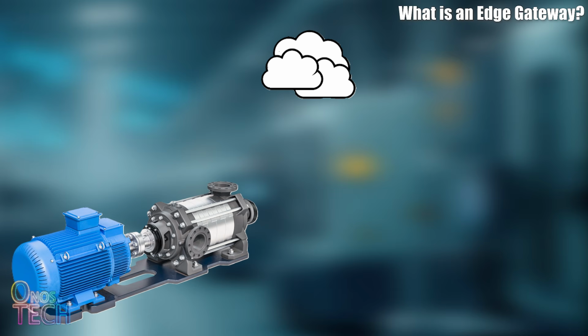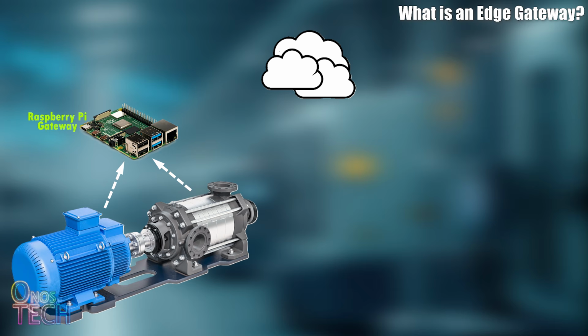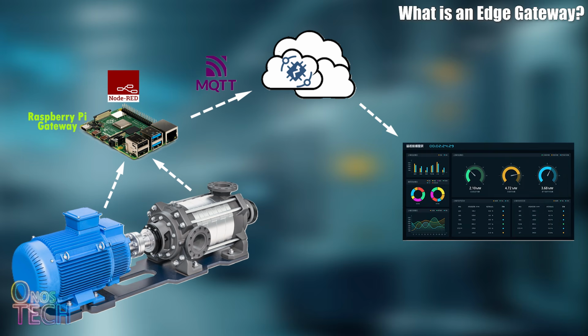In Industrial IoT, the edge gateway sits between factory equipment and the cloud. The gateway collects data from PLCs, filters and processes it locally, runs Node-RED or OPC UA servers, then sends clean MQTT data to platforms like ThingsBoard or Grafana. Without the edge gateway, smart factories don't work.